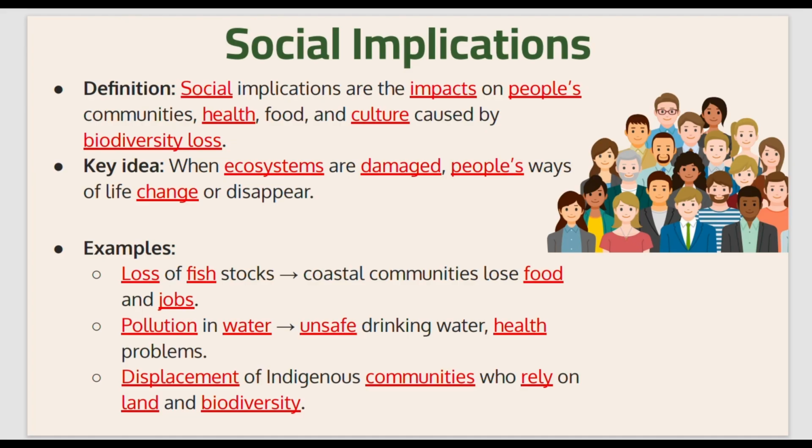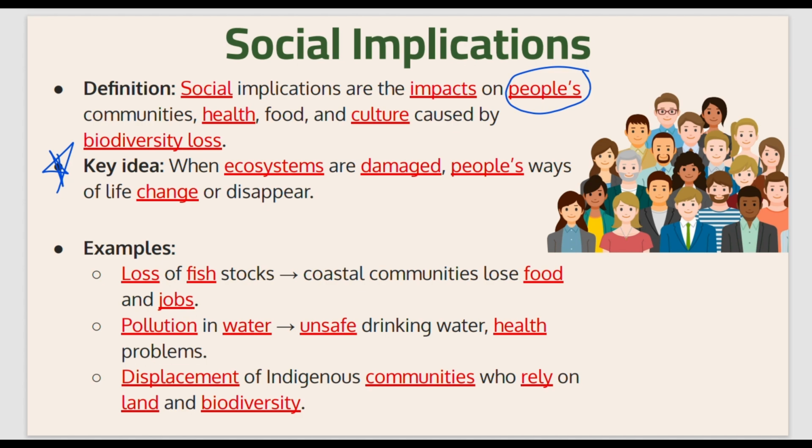So the big thing with this one is people. Social: when we are social with one another, we are hanging out with other people, we are talking to other people. That's the way I like to remember that social has to do with people. How does it hurt people? What are the consequences to people? And everything that pertains to humans. So the key idea with this one is when ecosystems are damaged, people's ways of life can change or even potentially disappear, which you'll see with level 3.2 in the activity you'll do within that, getting to the extreme of having to disappear, right? Their way of life disappearing.